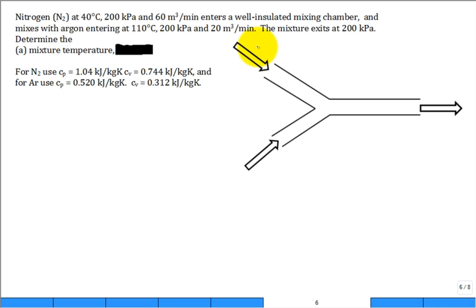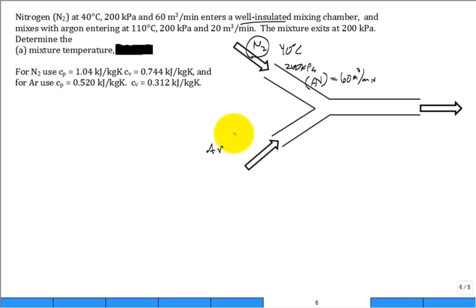Nitrogen. So we have a nitrogen. It's 40 degrees C. So we have a temperature 40 degrees C. It's 200 kilopascal. And volumetric flow rate of the nitrogen is 60 meters cubed per minute. So this is our nitrogen stream. It enters a well-insulated mixing chamber. Here's my mixing chamber. Okay, it's well-insulated. And then argon is coming in the other stream.